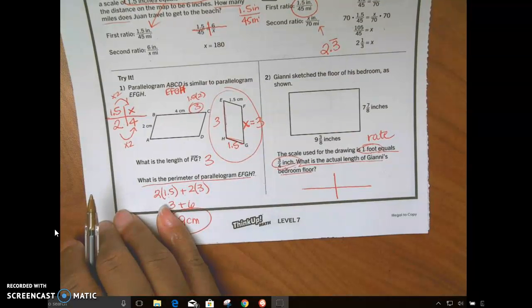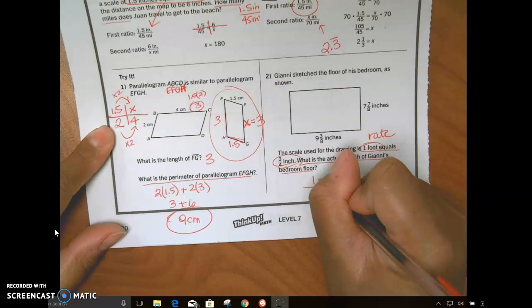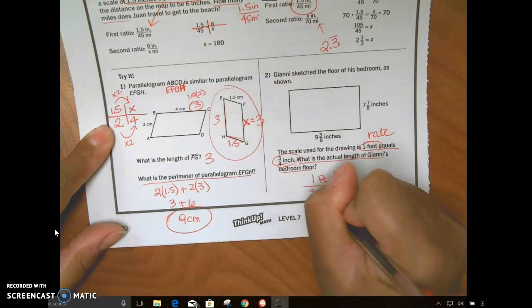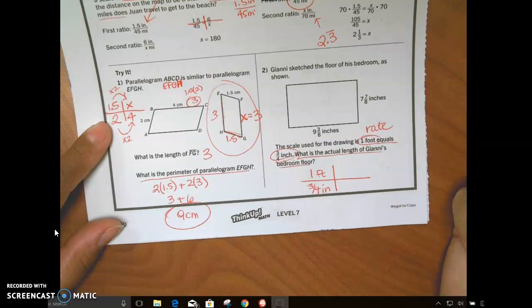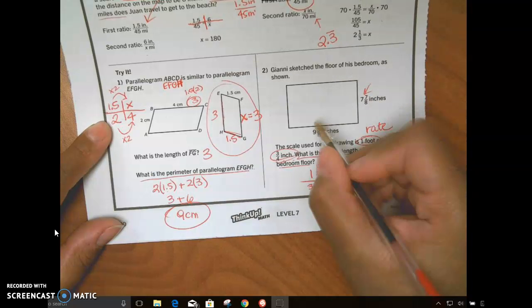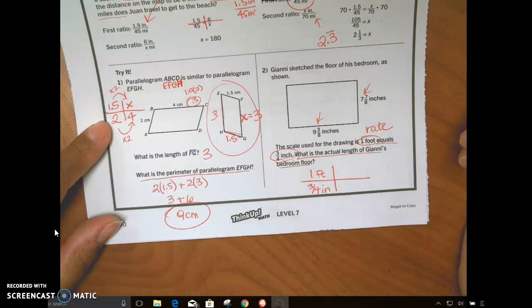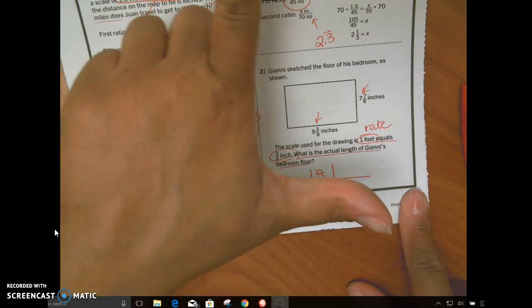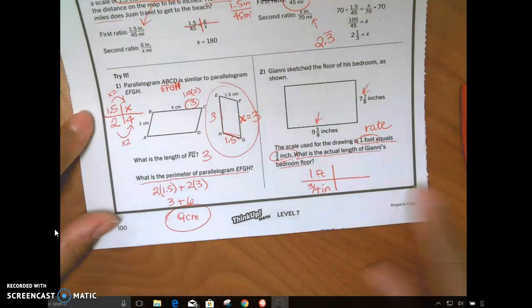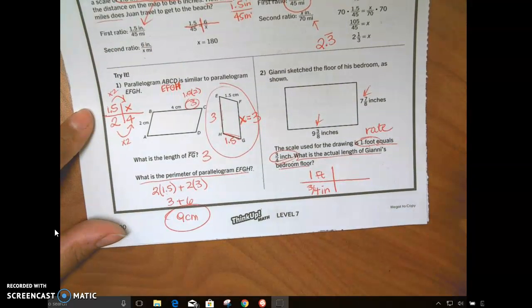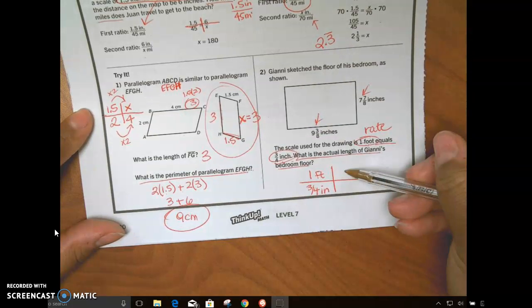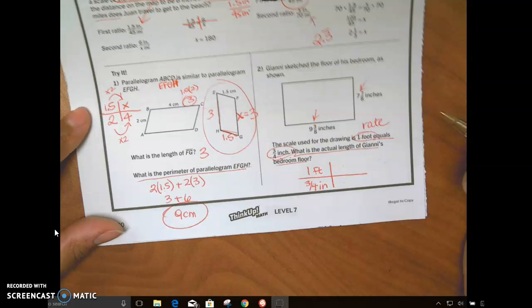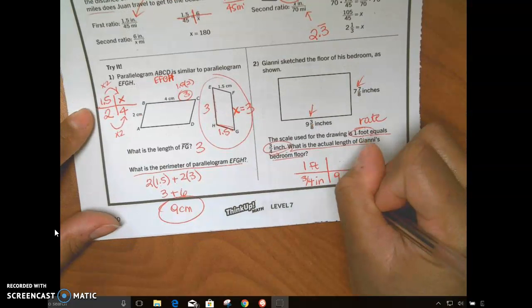1 foot is 3/4 of an inch. What is the actual length of Gianni's bedroom? Which side is the length? The 7 or the 9? When you think of length, think of long. Which side is longer? The 9. So 9 3/8 inches. Where would that go? On top or on the bottom? At the bottom, because it's inches.